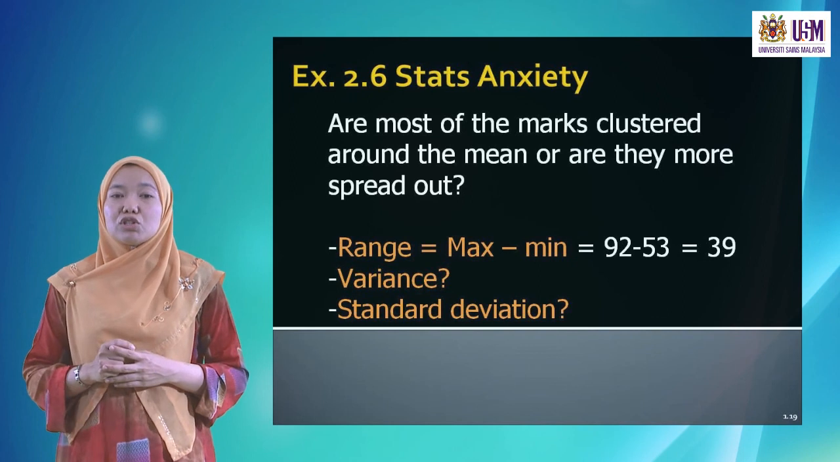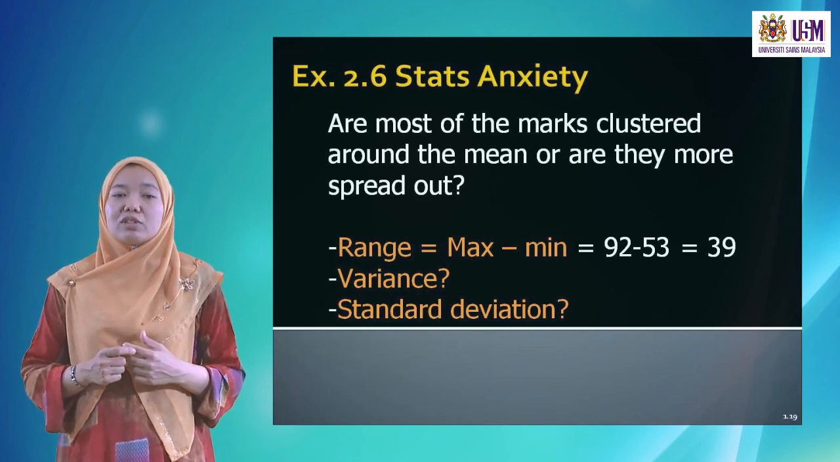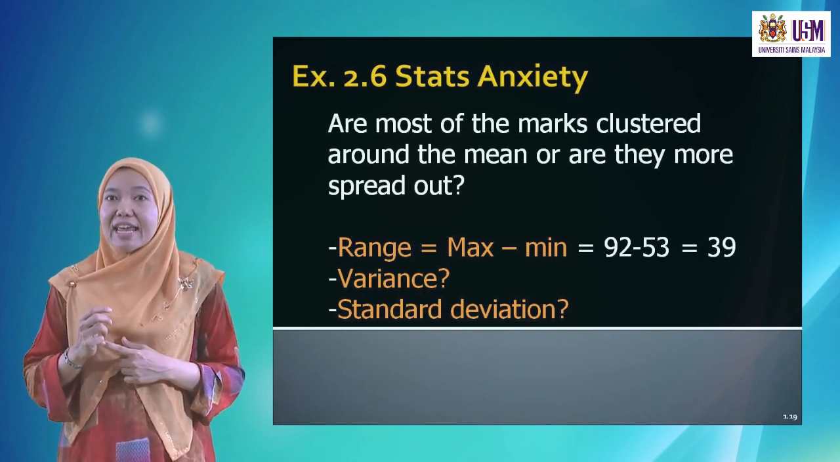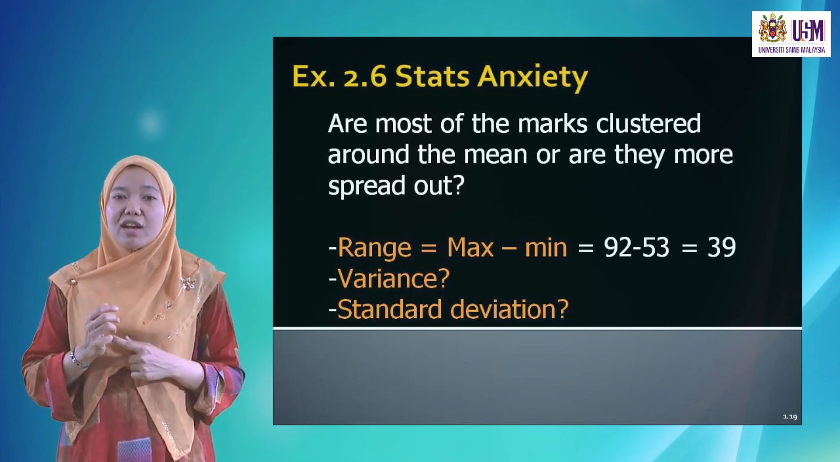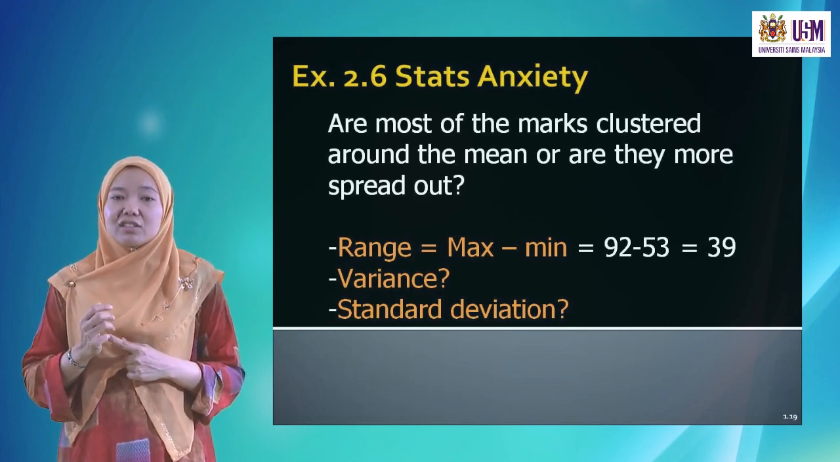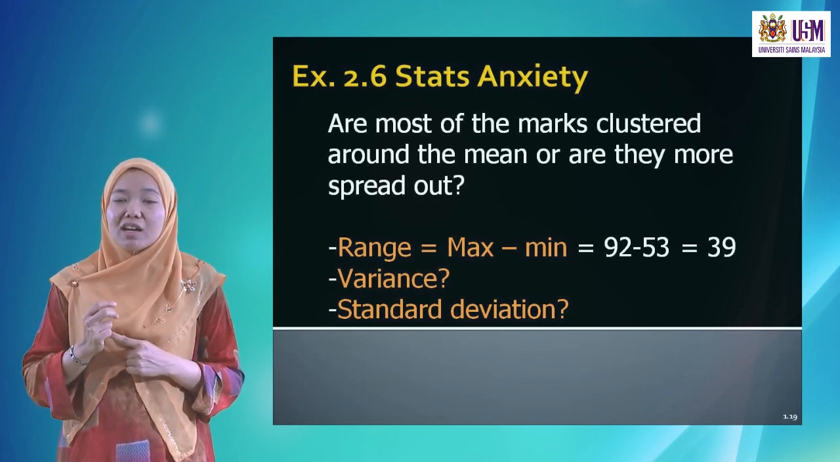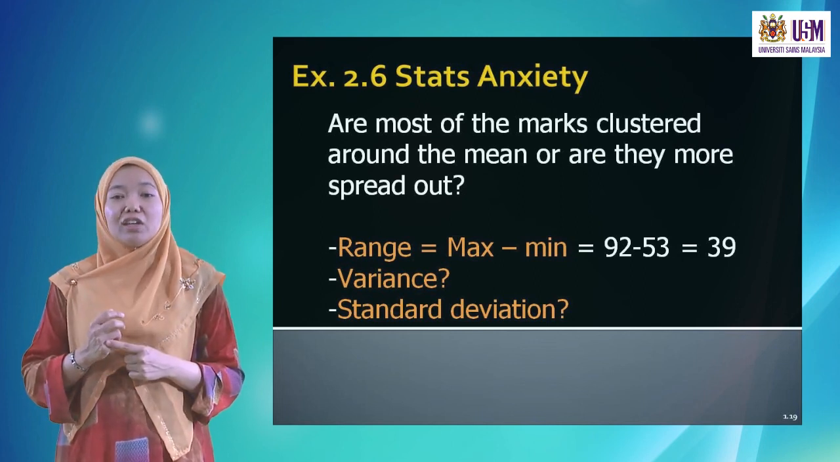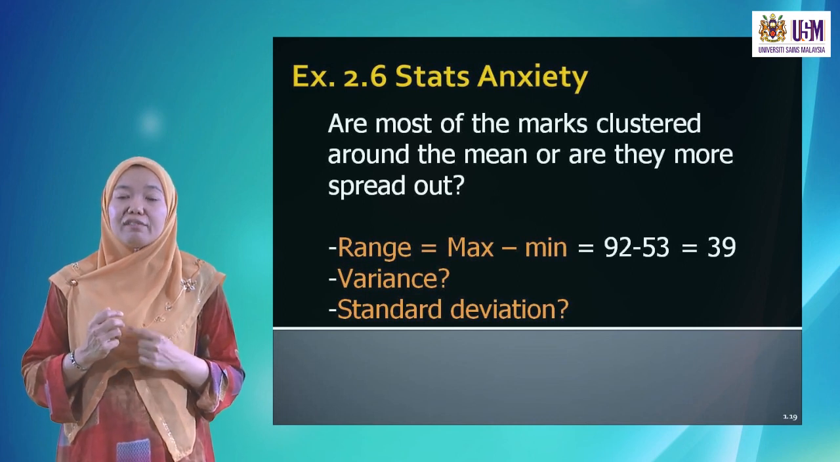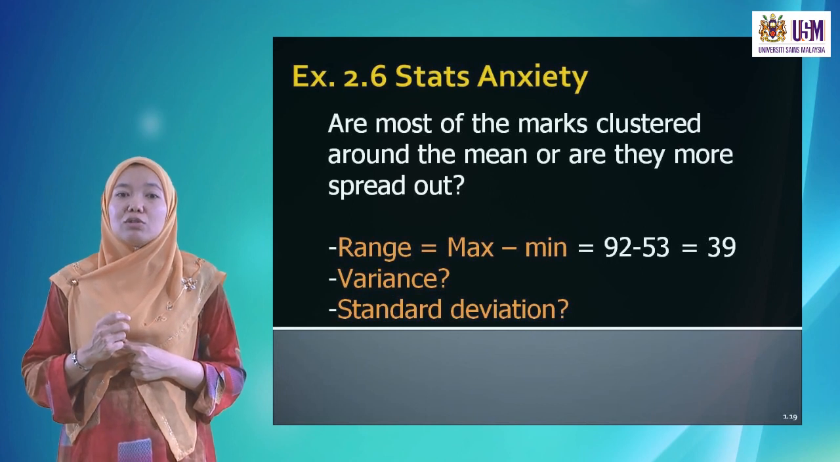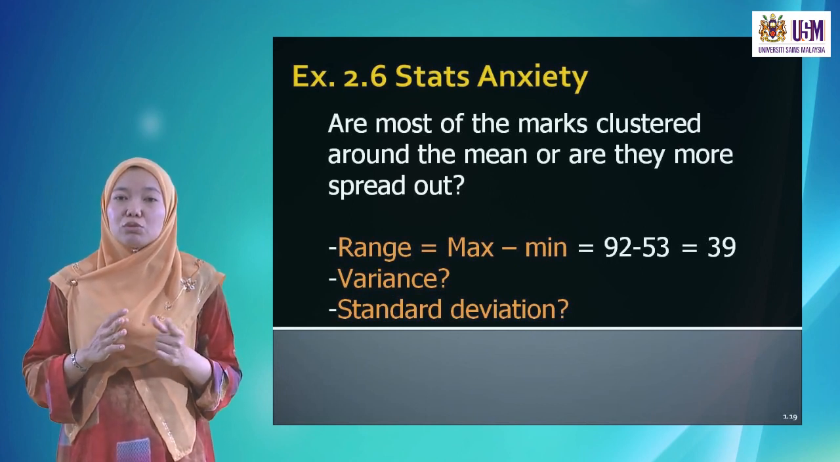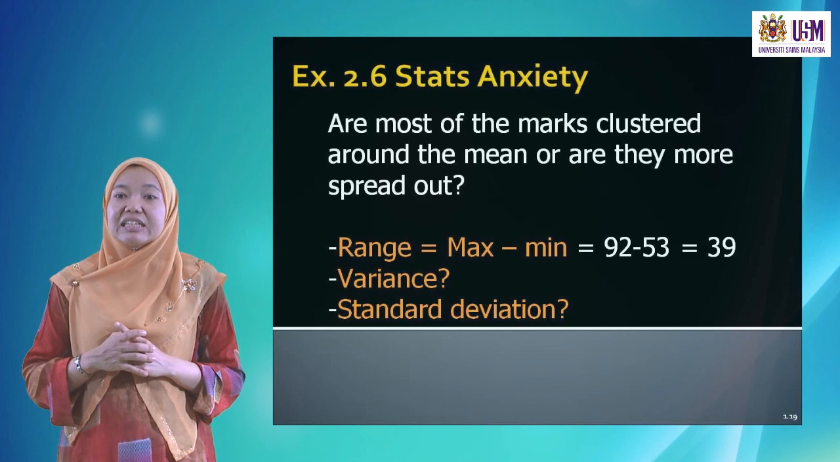So to answer this question, statistics tools tell you in terms of range. For range, we take the highest mark, the maximum, deducted with the lowest mark, the minimum. From the raw data that I showed you just now, you have the highest mark of 92 and the lowest mark of 53. So the range of marks for the students that took the course last year is 39.